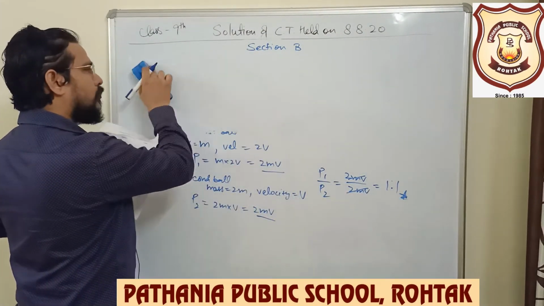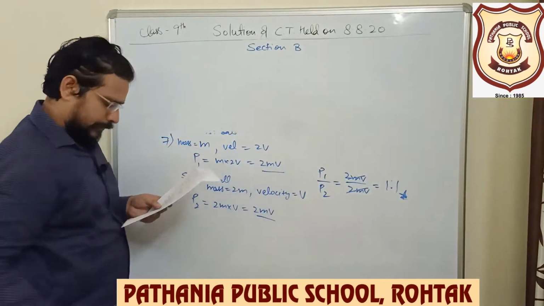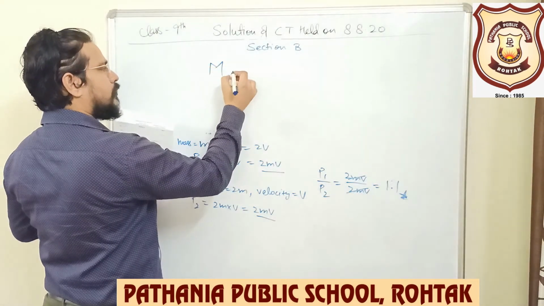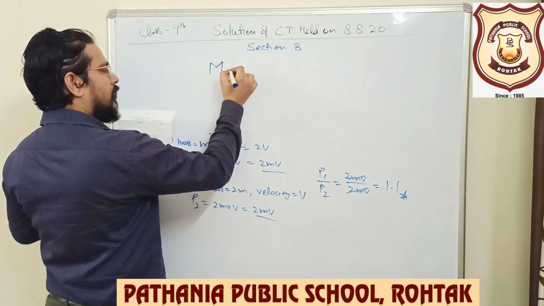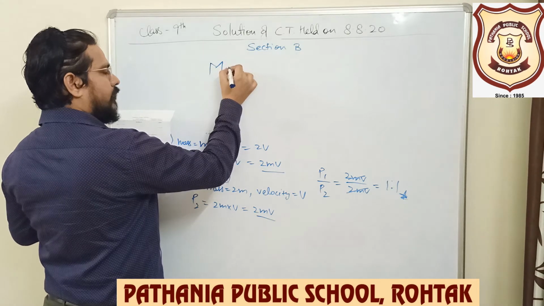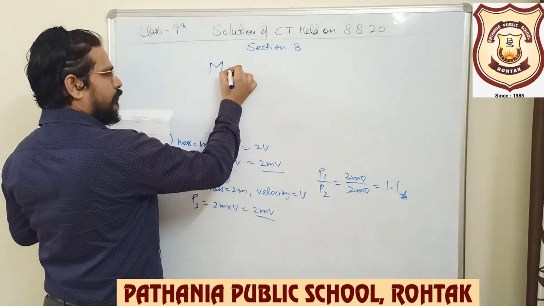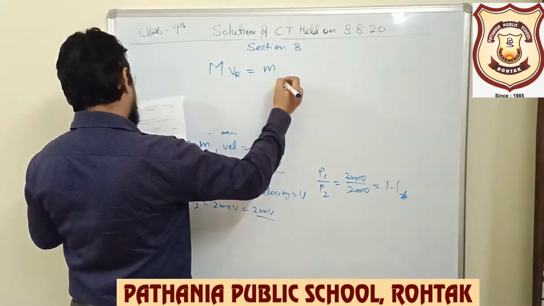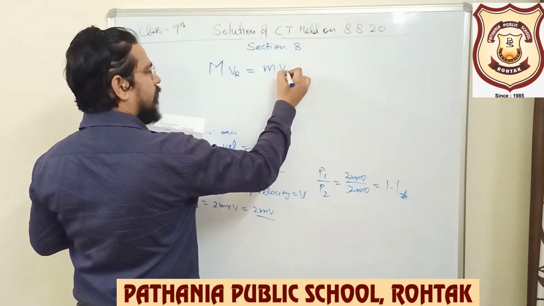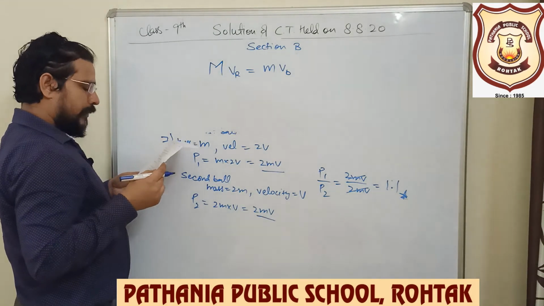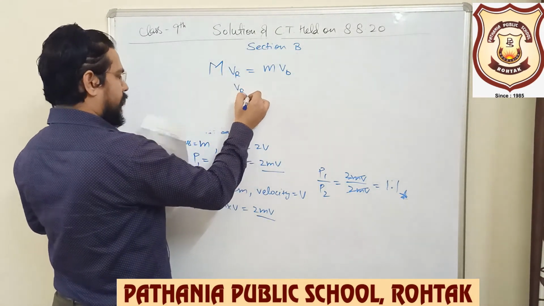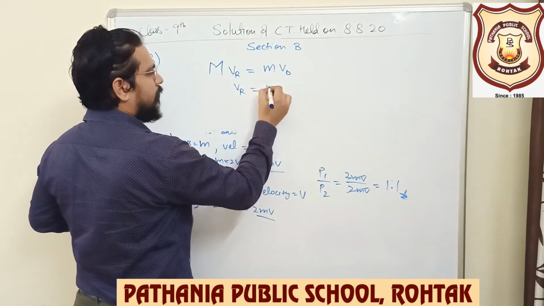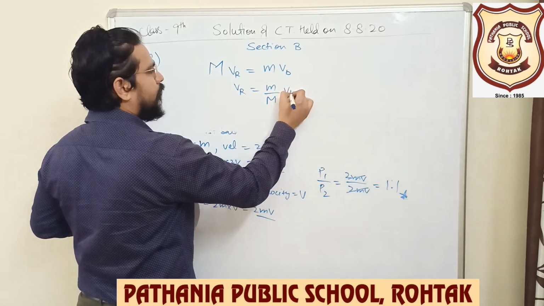The 8th question, why is the recoil velocity of gun much lesser than the velocity of bullet? So we know the formula of recoil velocity. In recoil velocity, capital M is the mass of gun, vr is the recoil velocity of gun, and small m is the mass of bullet, and vb is the velocity of bullet. Then the formula of vr will become m divided by M, into vb.